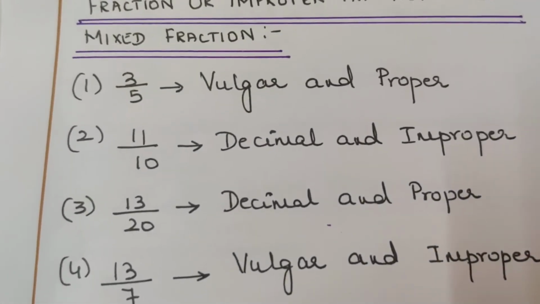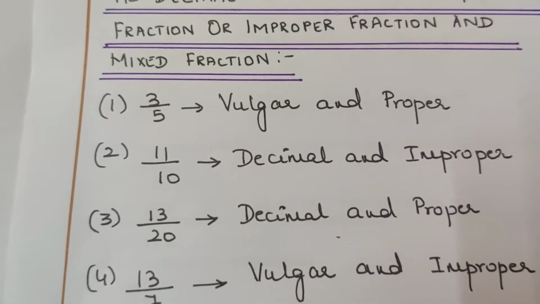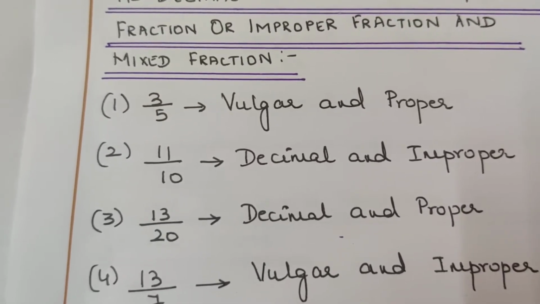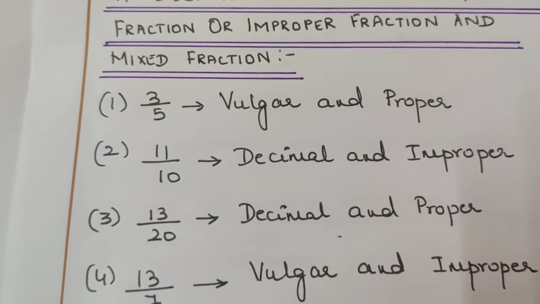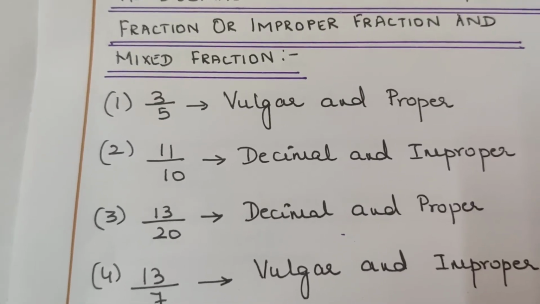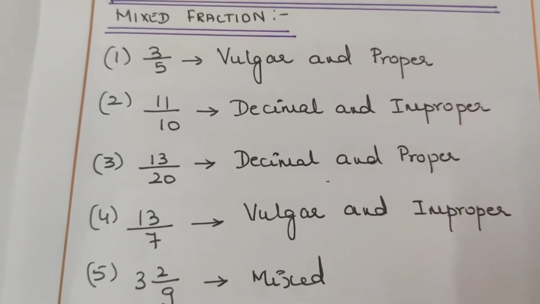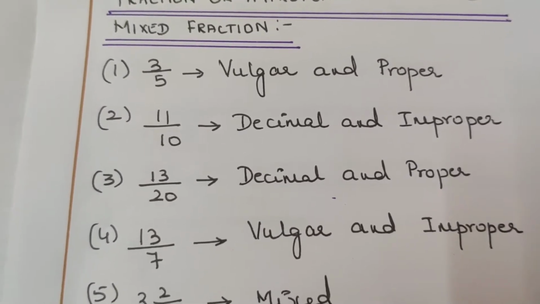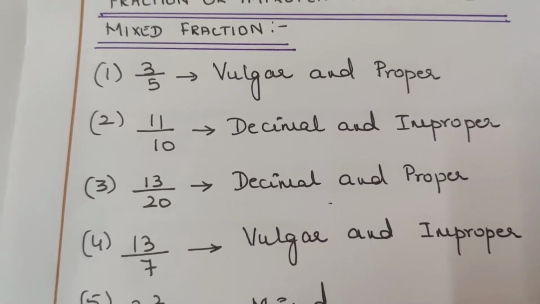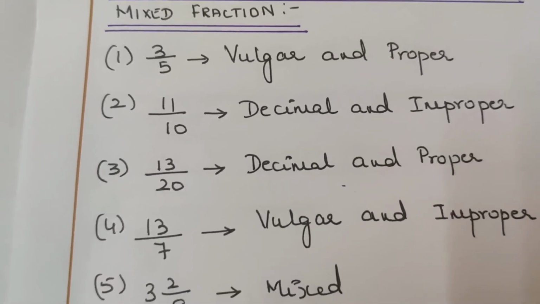What about 11 by 10? 11 by 10, here the denominator is lesser than the numerator. That means the numerator is greater than the denominator. So it becomes an improper fraction and the denominator is a multiple of 10. Therefore, it becomes a decimal fraction. Third one, 13 by 20. Here the denominator is more than the numerator, therefore it becomes a proper fraction, and 20 is a multiple of 10, therefore it becomes a decimal fraction.